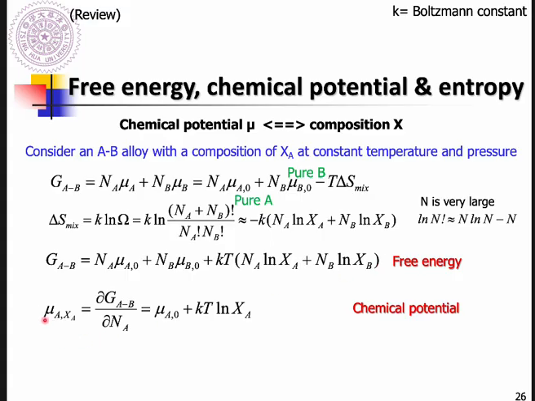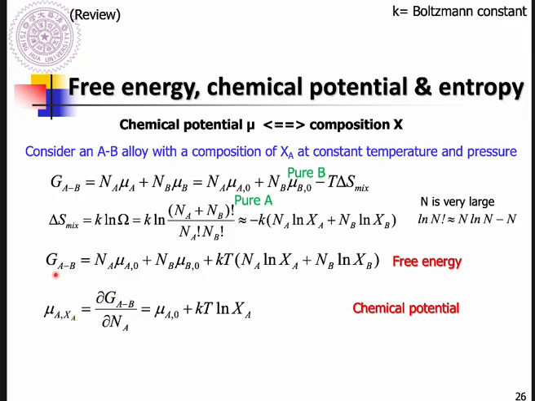So what's the chemical potential of atom A at a specific composition XA? We just take the partial of the Gibbs free energy with respect to Na. What's the meaning of the chemical potential of atom A at XA? It means that when you add one more unit mole of atom A, the change in total Gibbs free energy is what we call mu A at XA.